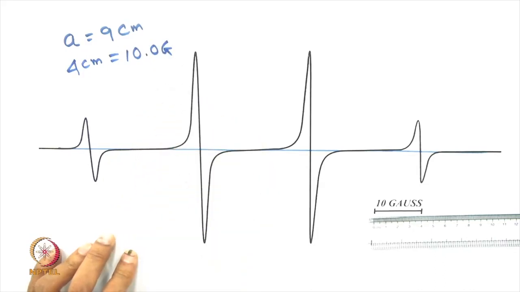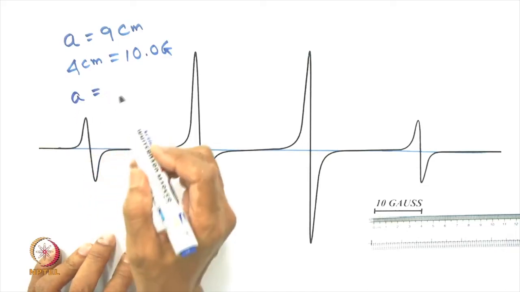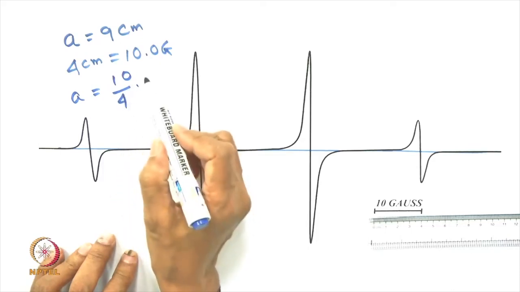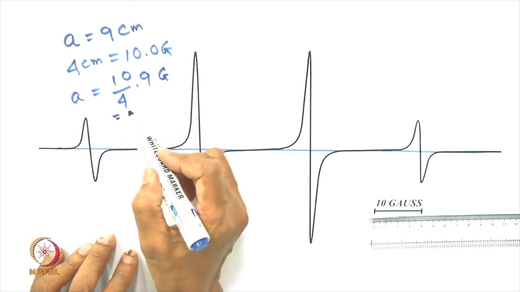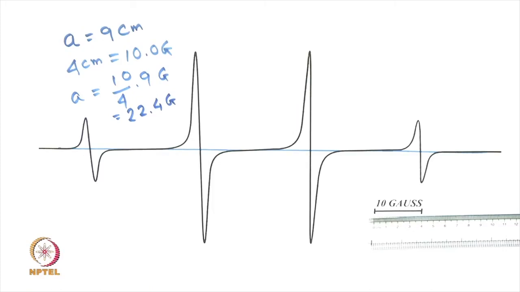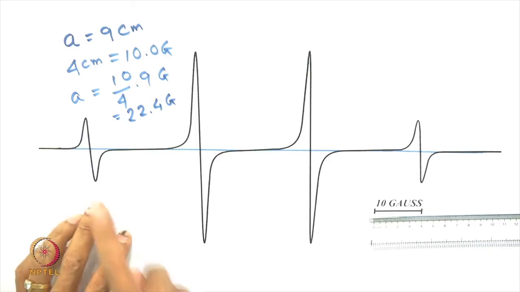So, now we can easily find out the coupling constant A. A corresponds to 10 by 4 into 9 Gauss, which is 22.4 Gauss. So, we have got the coupling constant determined from these four lines. Next question is, what sort of nuclei can give rise to this sort of relative intensities?